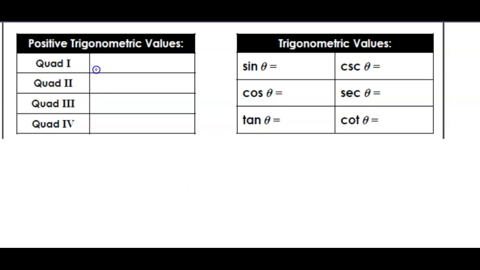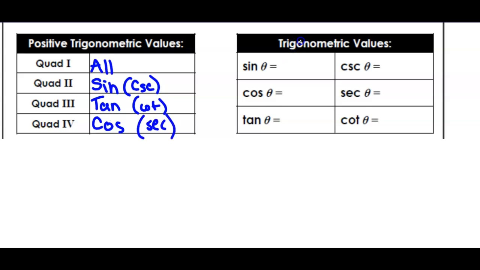All right. One more time, we're supposed to do all students take calculus. So all of them are positive. The sine and its reciprocal are positive. The tangent and its reciprocal are positive. The cosine and its reciprocal are positive. Oh, this is saying sine is the x value. Just kidding. Oh my gosh, that would have been really bad. The sine is the y value.